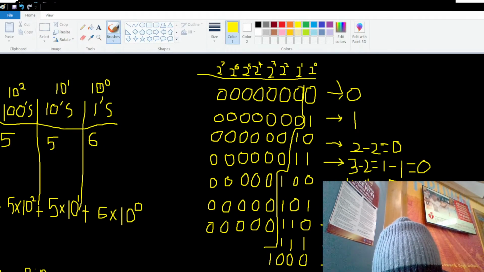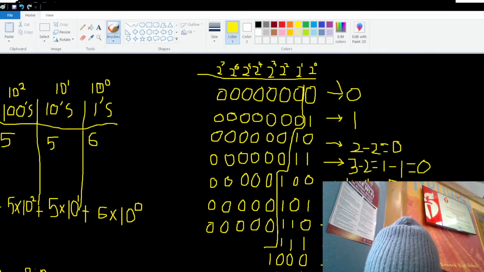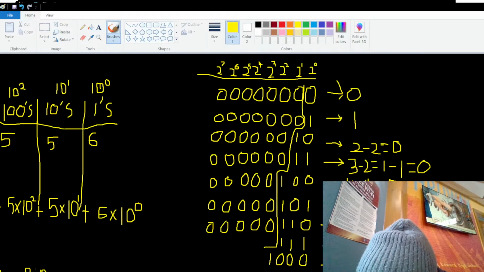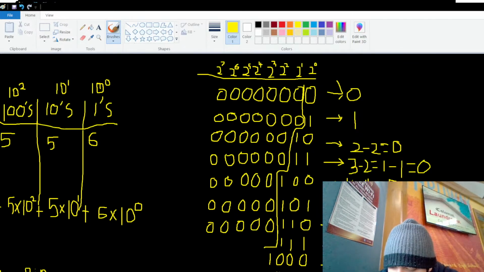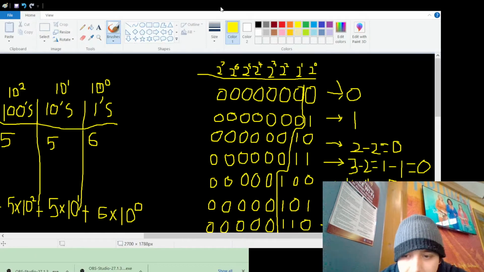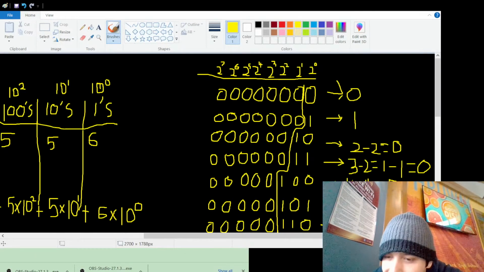To represent 9, it's just going to be that plus 1. So it's going to be 1, 0, 0, 1. So that's pretty much counting in binary. This is kind of just practice stuff.